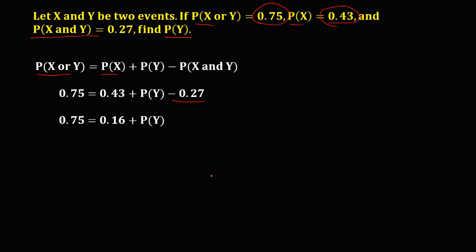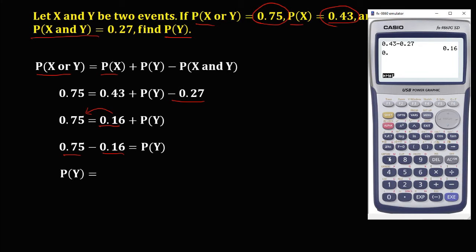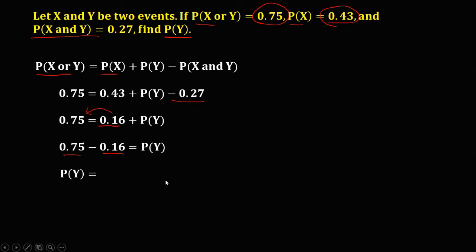Then to solve this probability of Y, so we need to transpose this 0.16 to the left, that becomes negative 0.16 equals the probability of Y. So the probability of Y is equal to 0.75 minus 0.16. So 0.75 minus 0.16, that's 0.59. So this is the probability of Y.